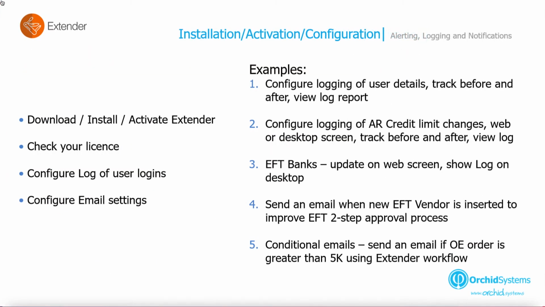In this quick start video for Extender, first we're going to download, install and activate Extender in our required company. We'll check our license, and then we're going to configure users logging into Sage 300. We're also going to configure our email settings so our alerts can send emails.